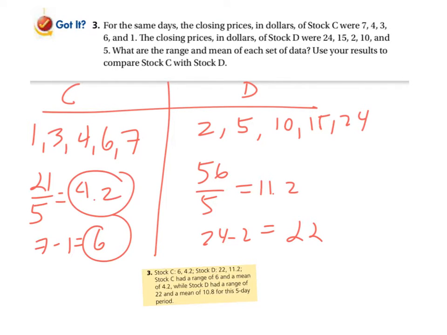So again, what we're looking at here, the blurb in the middle, is just making comparisons. You can say that overall D has a higher average, but a larger range, so it's a little more volatile, and C has a smaller average, but a smaller range too, so it's less volatile. So it depends on how much money you have to invest, I guess, in this case.